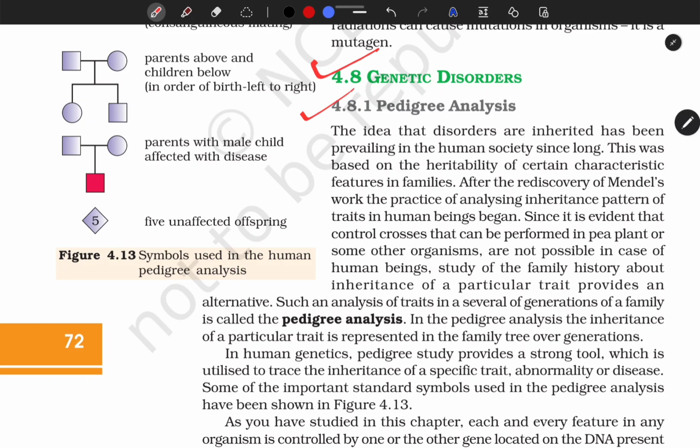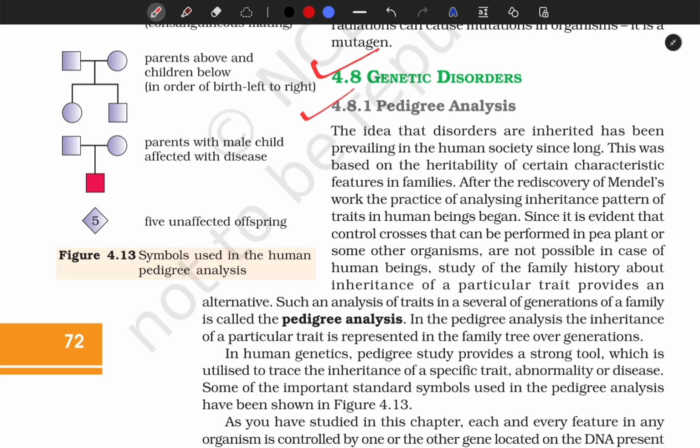4.8 Genetic disorders. 4.8.1 Pedigree analysis. The idea that disorders are inherited has been prevailing in human society since long. This was based on the heritability of certain characteristic features in families. After the rediscovery of Mendel's work, the practice of analyzing inheritance pattern of traits in human beings began. Since it is evident that controlled crosses that can be performed in pea plants or some other organisms are not possible in case of human beings, study of the family history about inheritance of a particular trait provides an alternative. Such an analysis of a trait in several generations of a family is called a pedigree analysis.